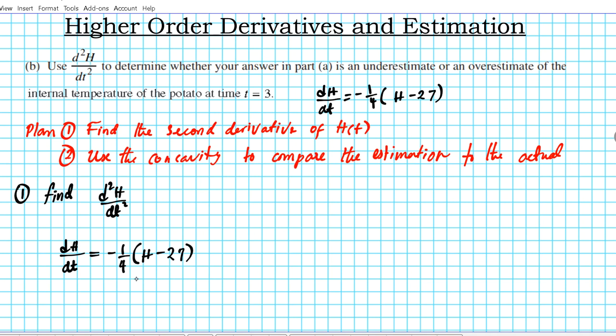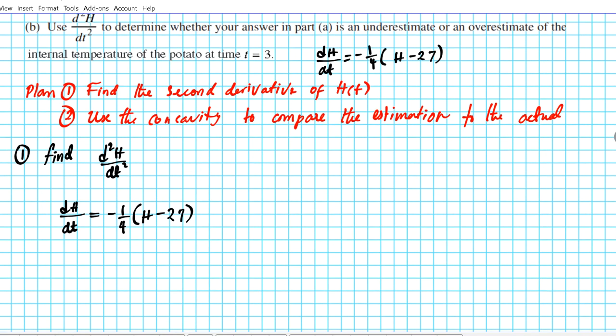So the second derivative of the function, d squared h dt squared, is... before we differentiate, let's distribute the 1/4 first so it doesn't look strange and confusing. So we have dh/dt is equal to negative 1/4 h. Minus times minus is plus 27/4. Okay, let's go ahead and differentiate.